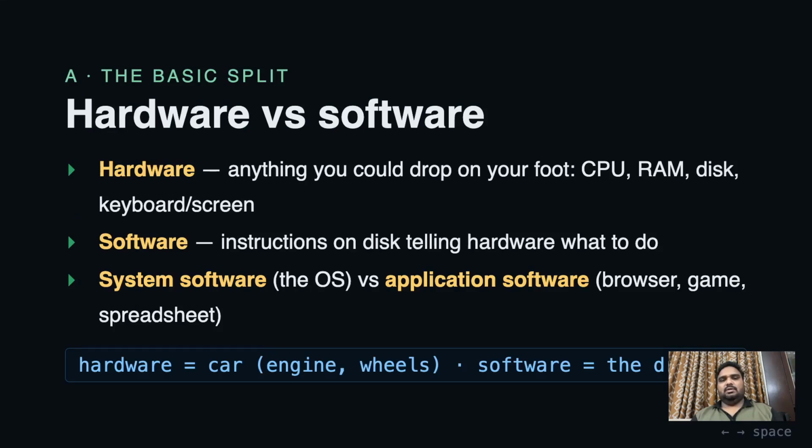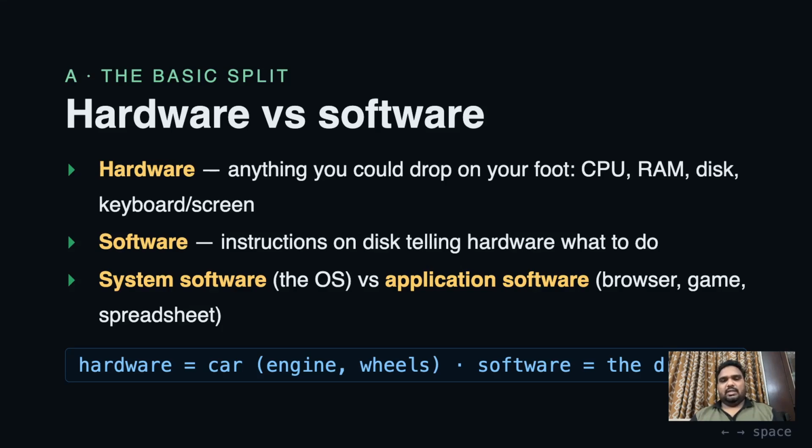Let's start with the split. Everything else depends upon it. Hardware is anything you could physically drop on your foot. The CPU, that's the part that actually does the thinking, executes instructions one after another incredibly fast. RAM is short-term memory. The moment you cut power, whatever was in RAM is gone. And what is storage? Your disk, long-term memory. It keeps your data even powered off. And input output devices: keyboard, screen, network cards, these are all input output devices.